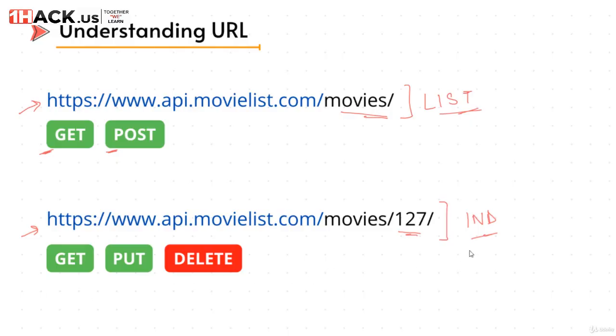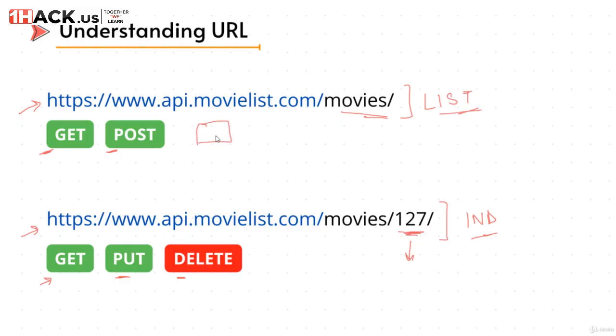Now here with the second type, with this individual element, we can get the information of this specific movie, movie name or anything else. Then we can perform put. That means we are going to update this specific movie. Maybe we want to update the movie storyline or cast, or maybe the name of the movie. So this is going to help us to update. Then we are going to have third method, which is to delete. So that means we can delete this movie. So these three methods can be performed here.